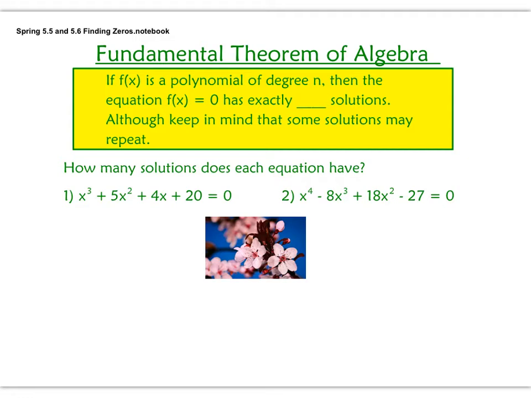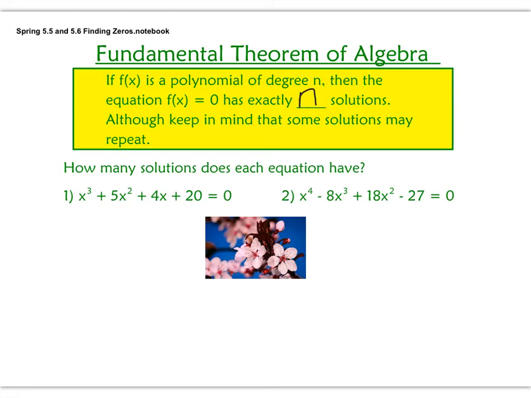I know we've talked about how when things sound hard, like the fundamental theorem of algebra sounds crazy hard, it usually means it's easier than it sounds. So in this case, this is exactly what it is. The book definitions here highlighted in yellow. You know this. This is nothing new to you guys. I just have never actually called it the fundamental theorem of algebra. So if f of x is a polynomial of degree n, then the equation f of x equals 0 has exactly n solutions. So keep in mind that some solutions may repeat.